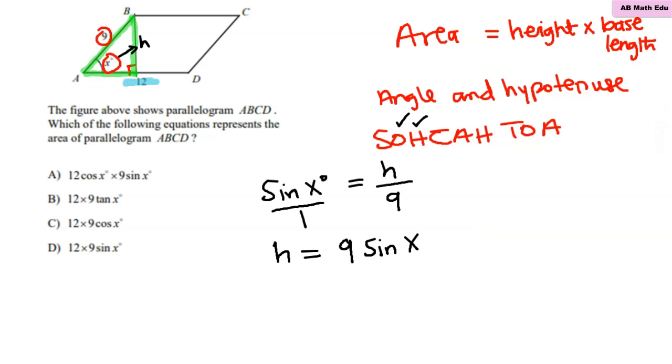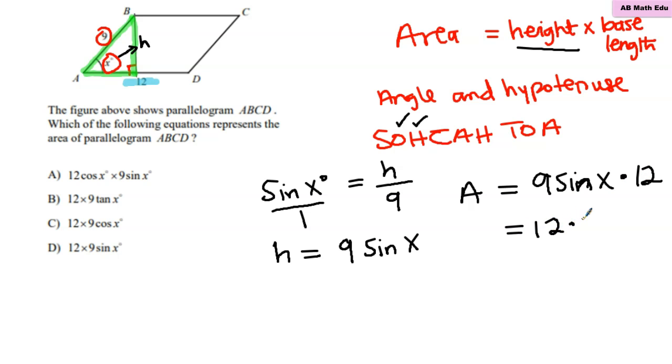Once we find that, then we can bring it back in here to complete, because we're looking for the area. The base length was just 12. Here the area will be just 9 sine x times 12, which in return you can readjust. The numbers come together, which becomes 12 times 9 sine x. Remember, multiplication is commutative, so we can swap. D is the correct option here.